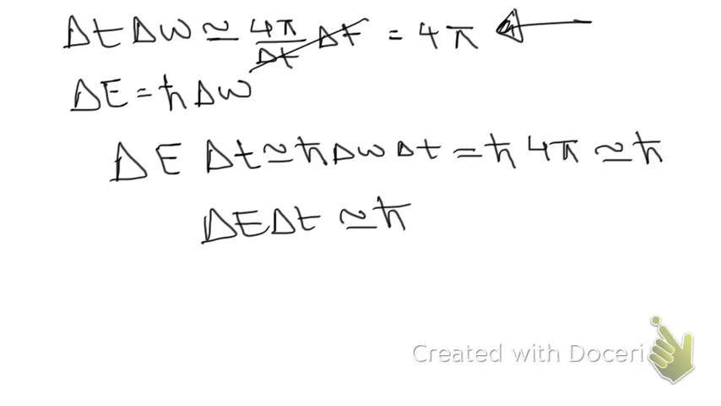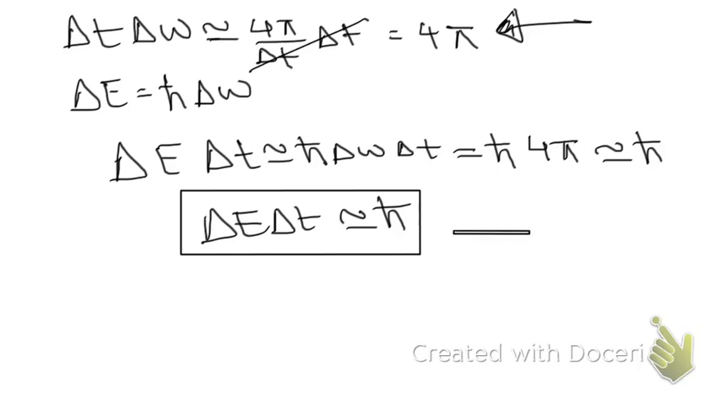What this result means is that the longer you observe your system, the better you can measure its energy. That's what this relation tells you. Again, this is called the Fourier frequency time uncertainty relation, and from there we went on to find this relation between energy and time.